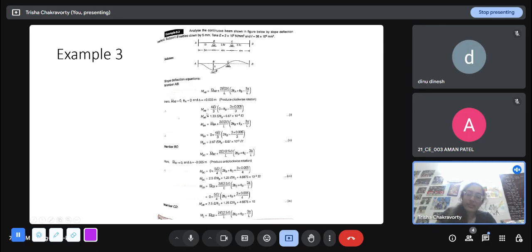So, I put this in the formula. Here I get this component of delta. So, I get the MAB and MBA equations in terms of θB. θA is 0 and delta I have already been given.